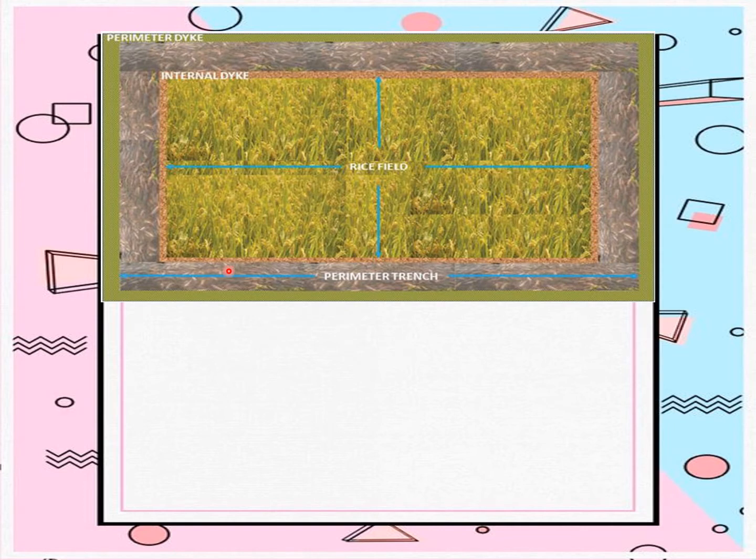So let's suppose that we have to go around a paddy field. This is a field, and starting from one point, we take one full round of the paddy field. After completing the round, we have completed the full circuit.